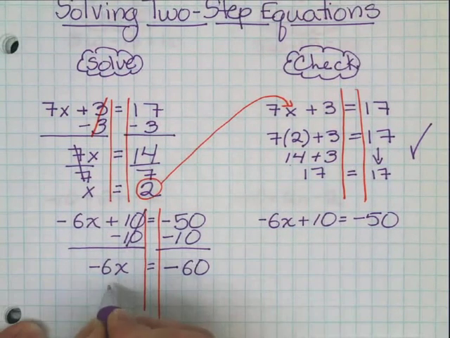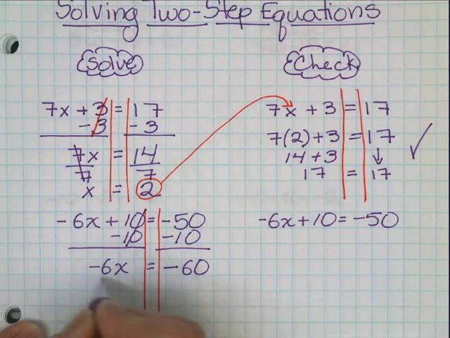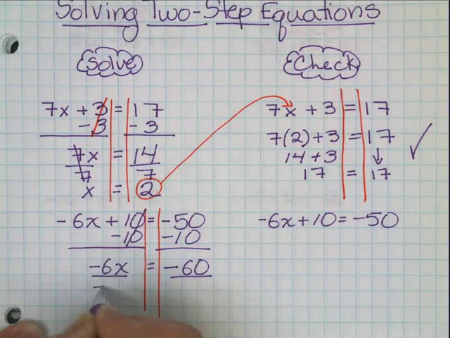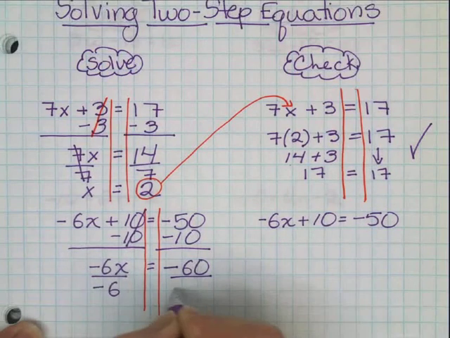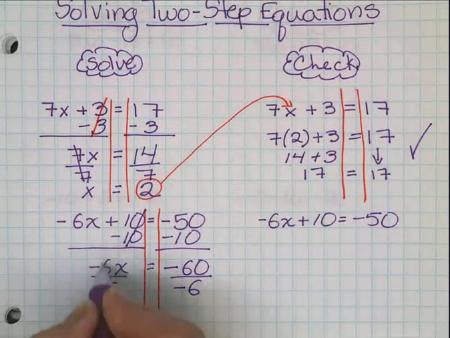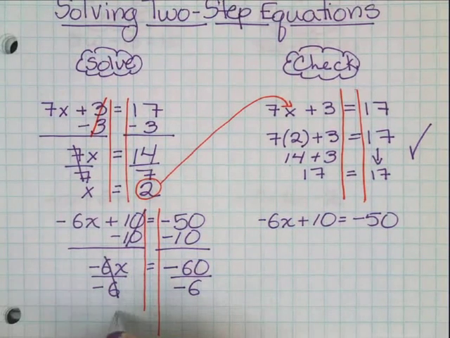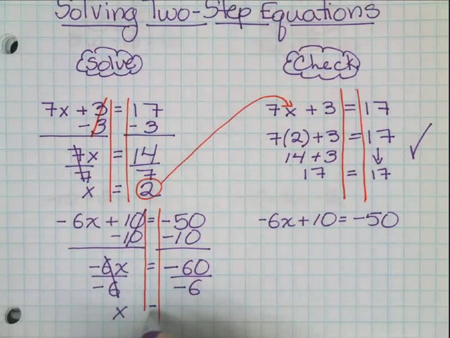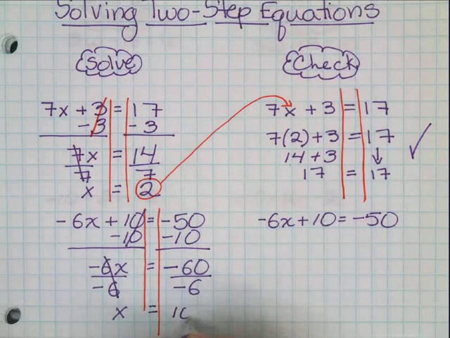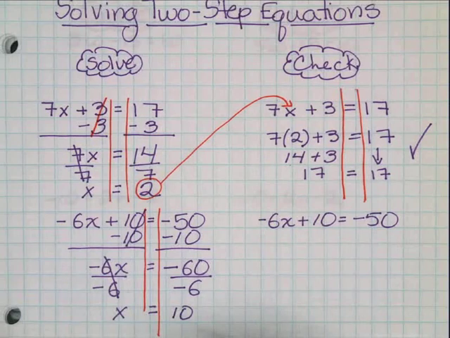I now have a one-step multiplication equation. To get the x by itself, I simply divide both sides by the coefficient, which is negative 6 in this case. Negative 6 divided by negative 6 is 1, or 1x. And negative 60 divided by negative 6 is a positive 10. Because remember, a negative divided by a negative is a positive.